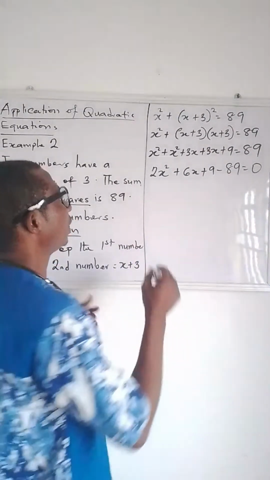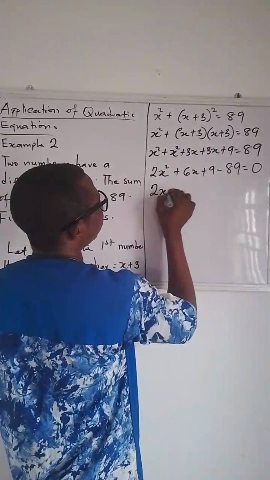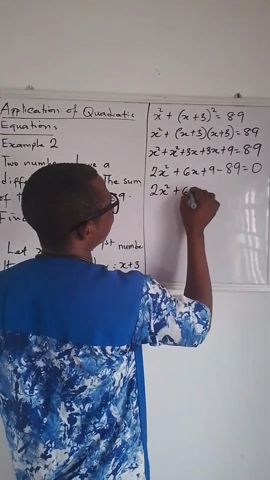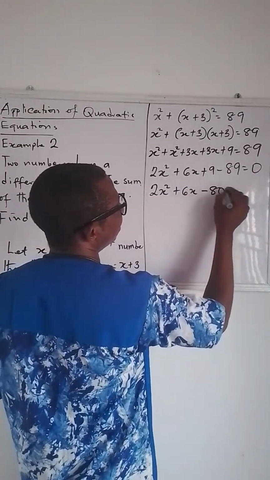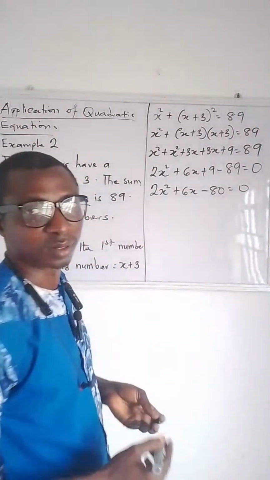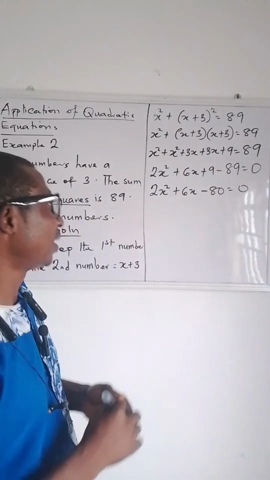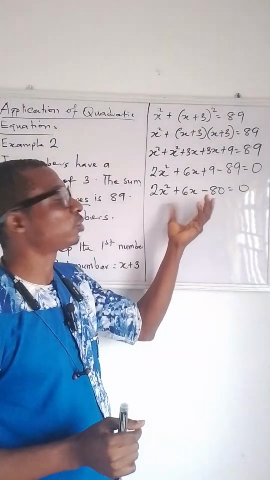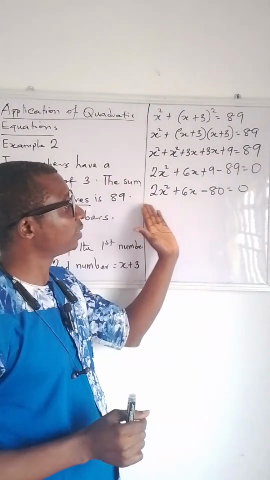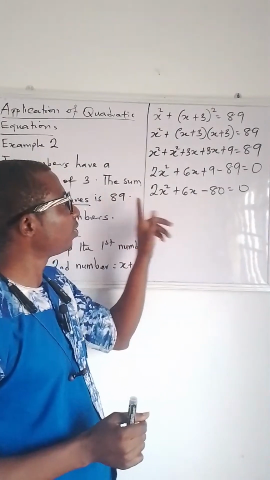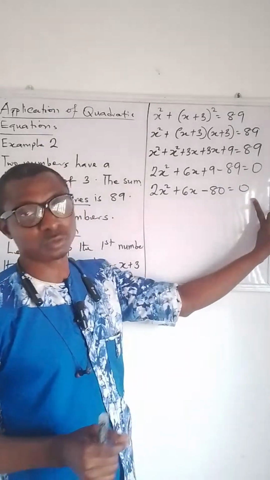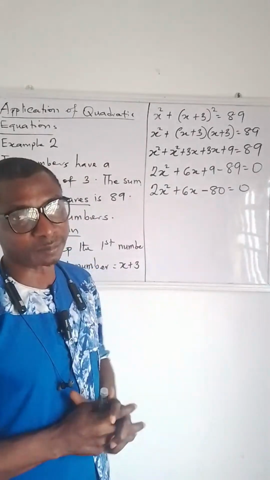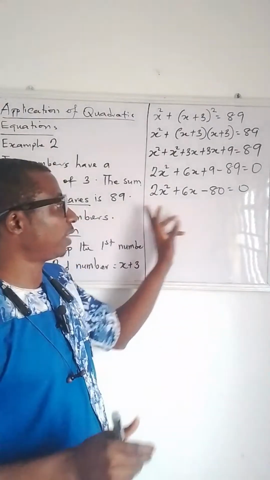Okay, so now we have 2x squared plus 6x. Now let us subtract. We have minus 80 equals 0. Now the next thing is to solve this quadratic equation. But look at this quadratic equation. I think there's a number that can divide through. I can divide through by 2. That will make the work easier for me. So now let us divide through by 2.